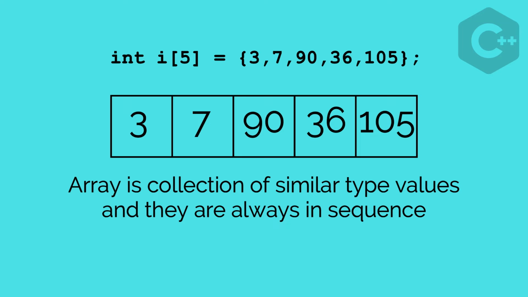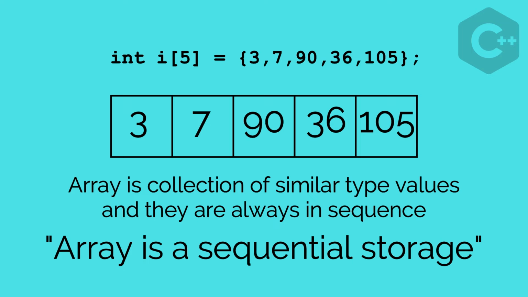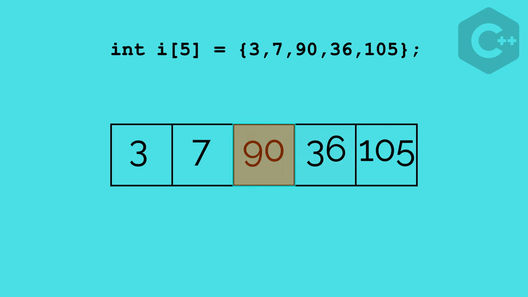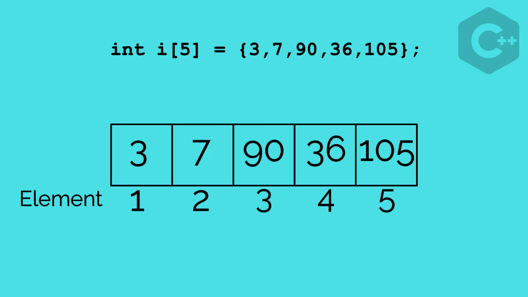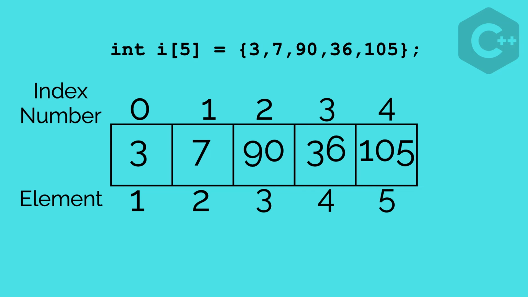Array is a collection of similar type values and they are always in sequence. So you can say array is a sequential storage. Every box or every value you see is called an element. So how many elements do you see here? Of course, 5. Each element is given a unique ID or a number which always starts with 0, known as index number. So here the index number will be 0 to 4. So index always starts with 0 and the last index will always be the number of elements minus 1.